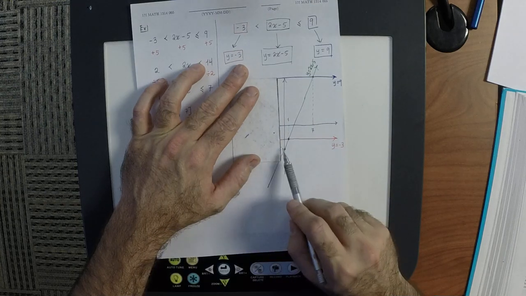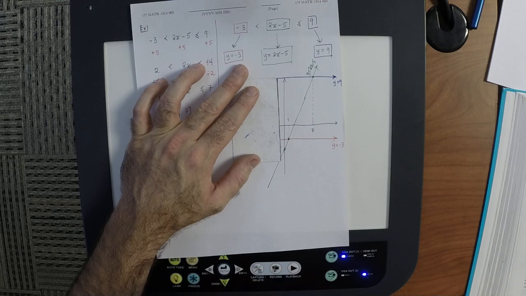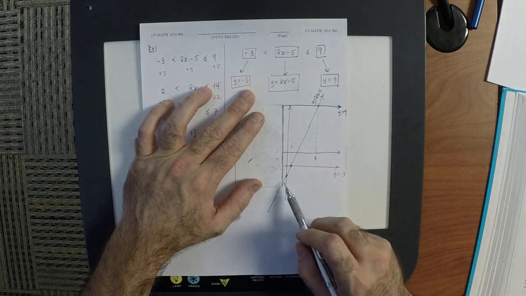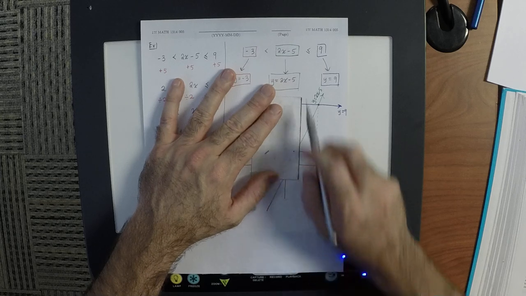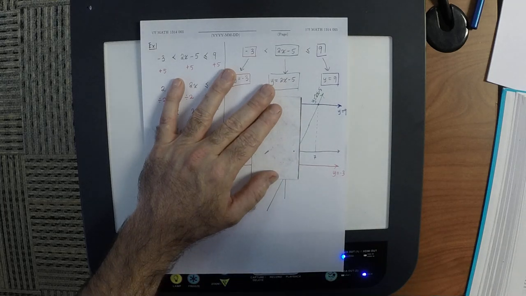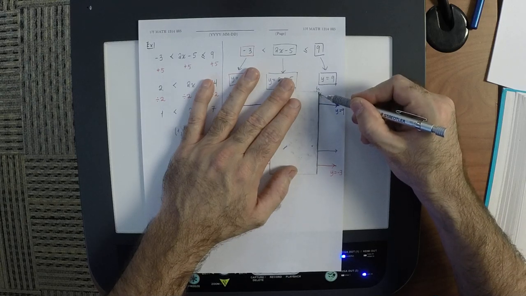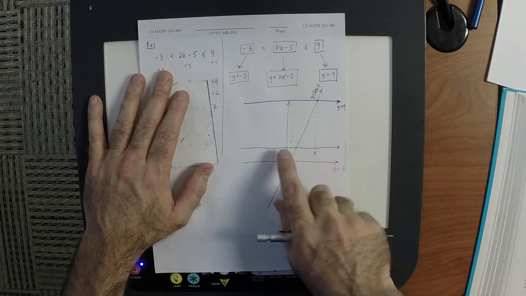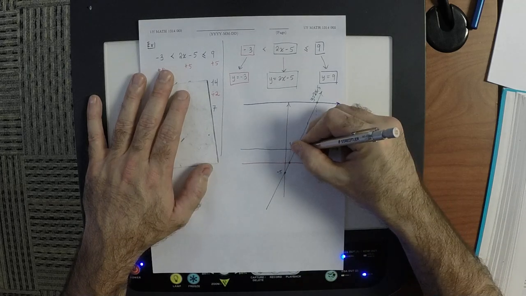Is that the right order? Green, red, blue? No, that's not the right order. What's the right order? Red, green, blue. In this order, it's green, red, blue. How about right here? What's the order here from bottom to top? Red, green, blue. So that's right. And then over here, this is red, blue, green. So can you see that everywhere between these intersection points, that's what we were looking for? Okay, so we want all the stuff in between them.